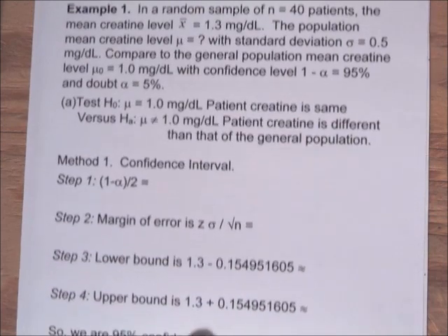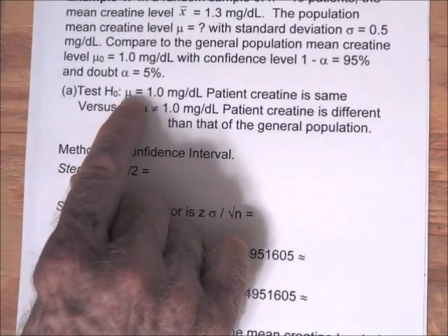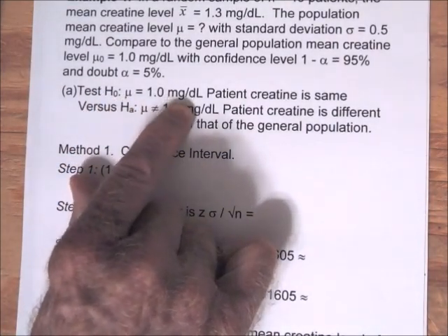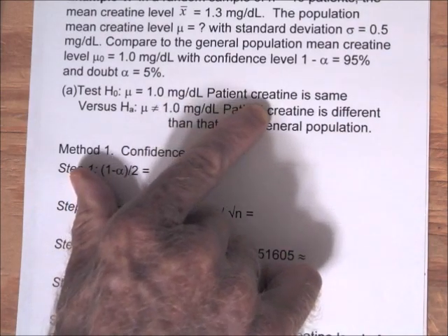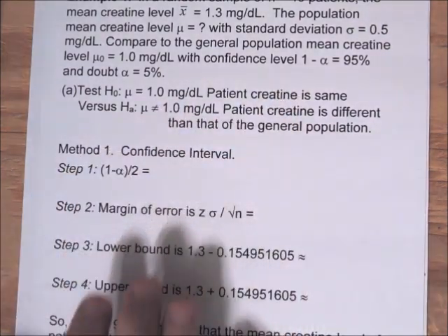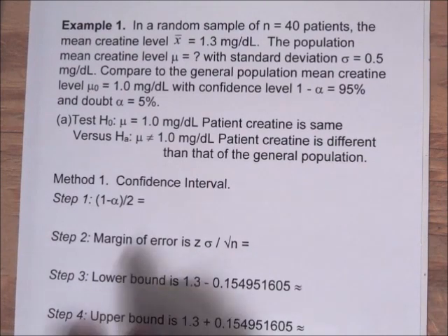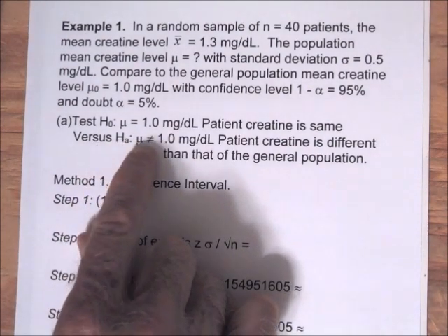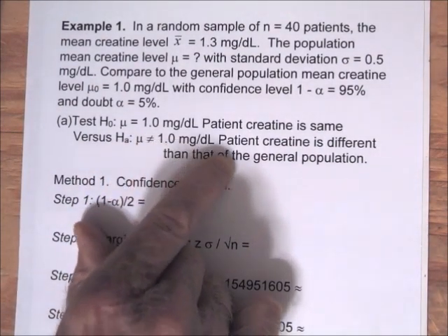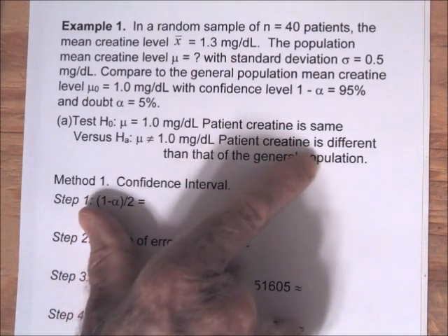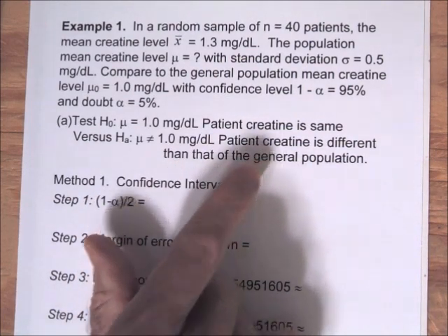So in symbols, we're testing H naught: mu equals 1.0 milligrams per deciliter, patient creatine level is the same as that of the general population, versus the alternative HA: mu is not equal to 1.0 milligrams per deciliter, creatine level is different than that of the general population.